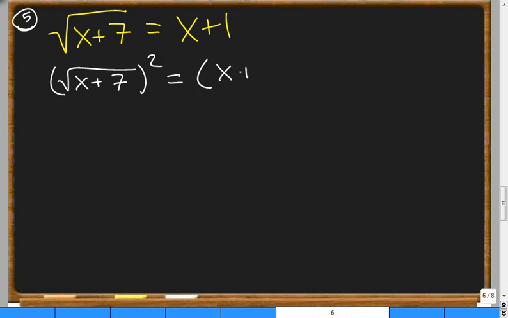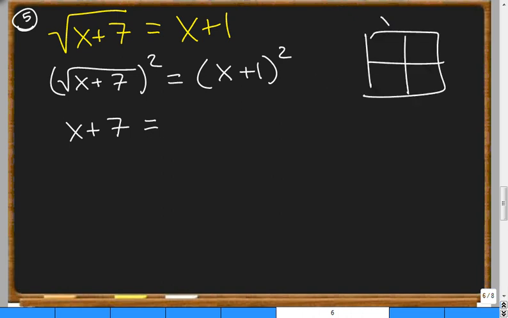And so we have to square the entire side. Well, the left side, the square root of x plus 7 squared, is just going to give us x plus 7. Now, the right side, remember, when we square something, we have x plus 1, x plus 1, and you're going to end up with many terms. You're going to get x squared, a positive 2x, and a positive 1. So this side becomes x squared plus 2x plus 1.